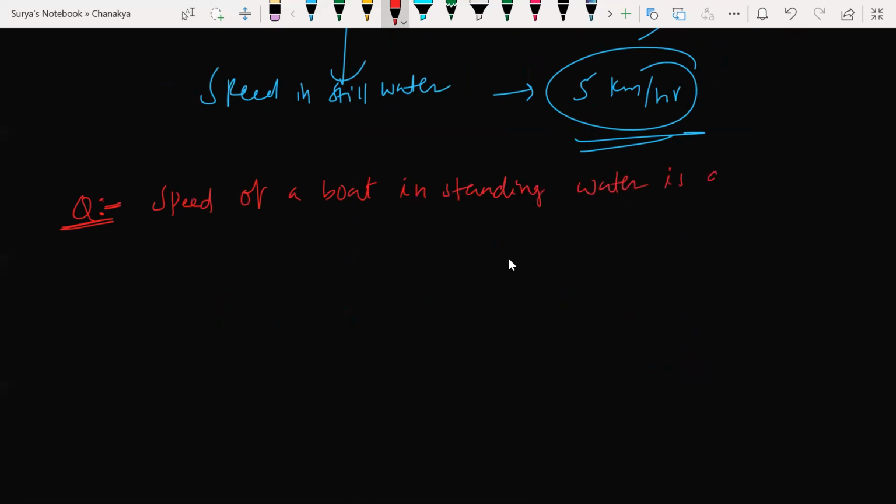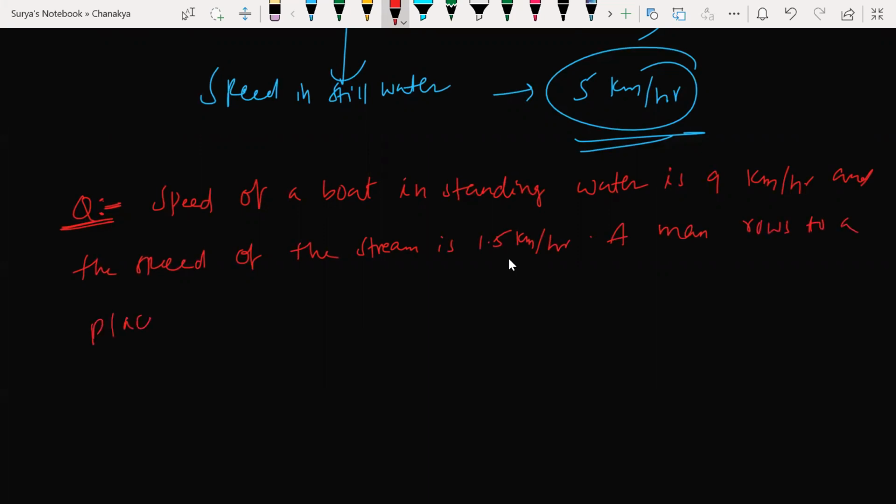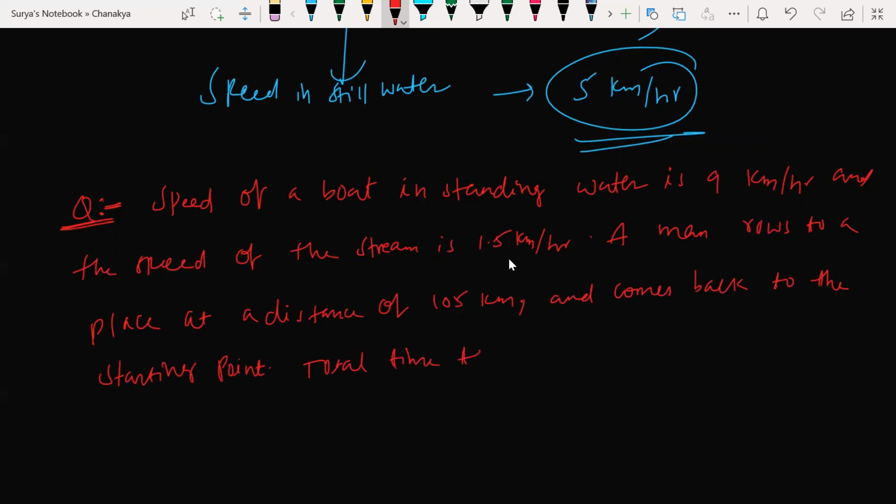Speed in still water is 9 km per hour and the speed of the stream is 1.5 kilometer per hour. Okay? Look at this, sir. A man rows to a place at a distance of 105 kilometer and comes back to the starting point. Total time taken by him is dash.